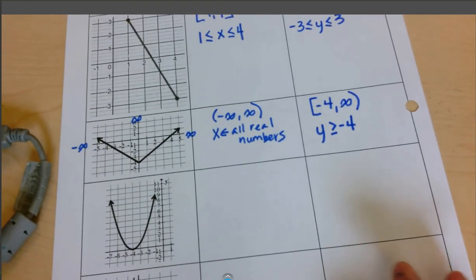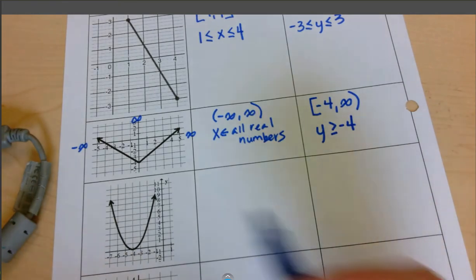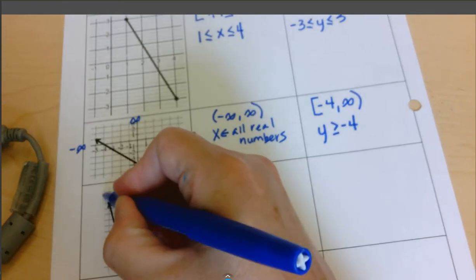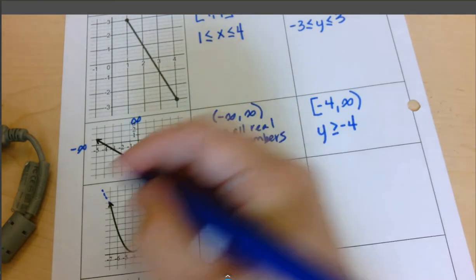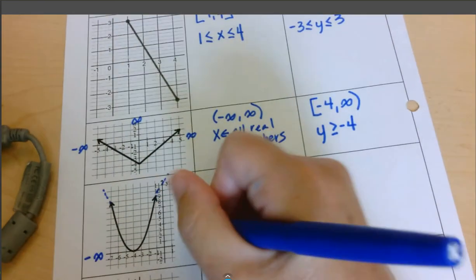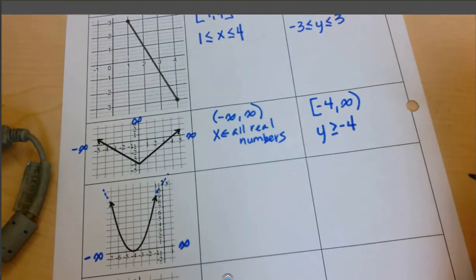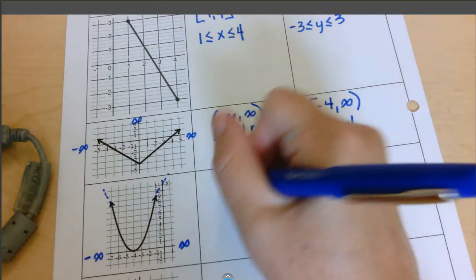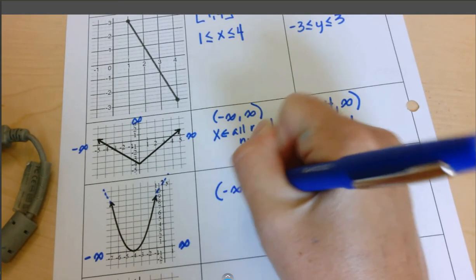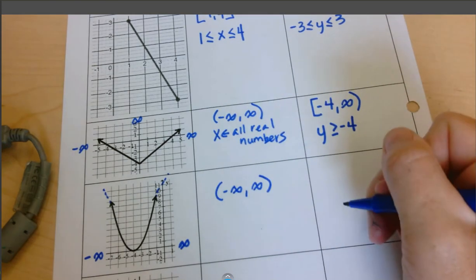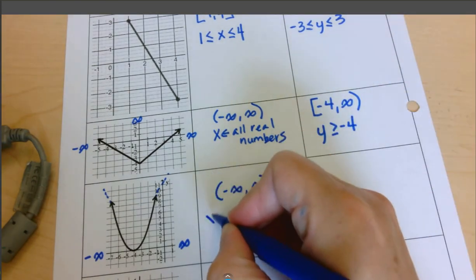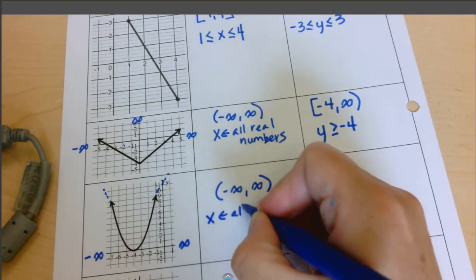All right, the next one is actually a very similar graph because it goes all the way to the left and it goes all the way to the right. So on the left we have negative infinity and on the right we have positive infinity. So negative infinity, comma, infinity. And x is an element of all real numbers, just like the previous one.